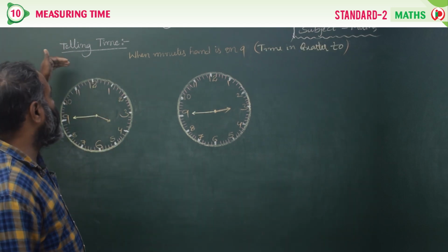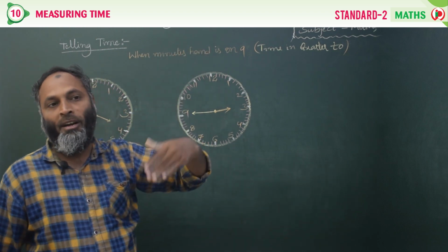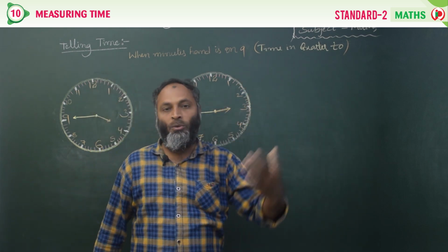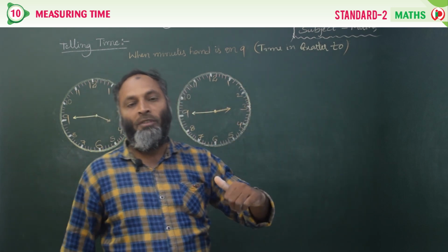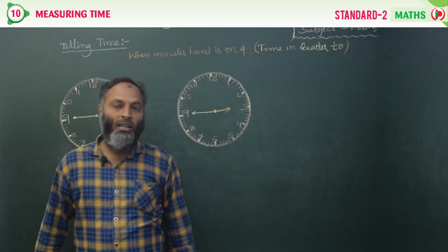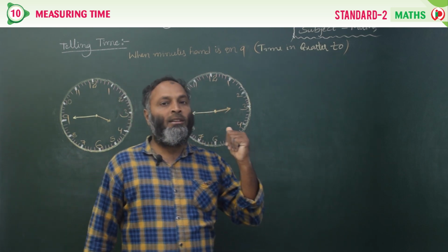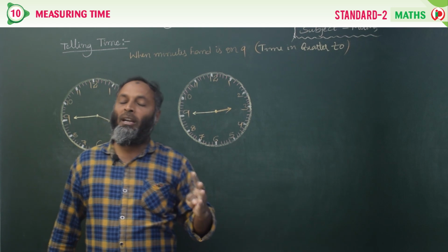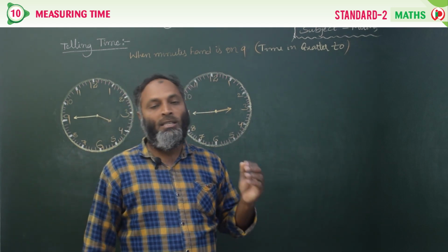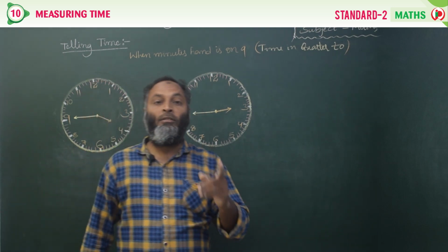Now, students, next is telling time. If the minute hand is on 9, then what is the time? The time is quarter to. Before, we discussed that if the minute hand is at 12, then the time is in hours. If the minute hand is at 3, the time is quarter past. If the minute hand is at 6, the time is half past. If the minute hand is at 9, then the time is quarter to.